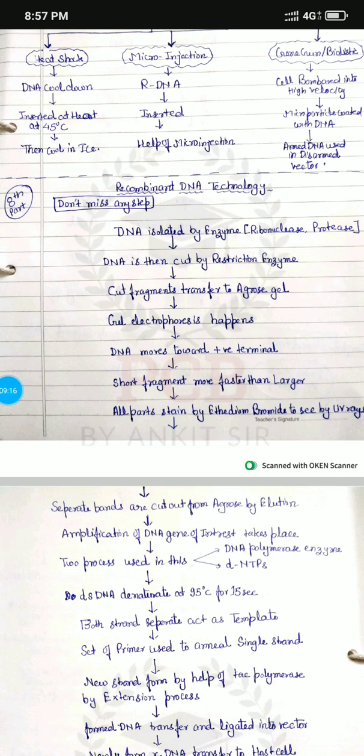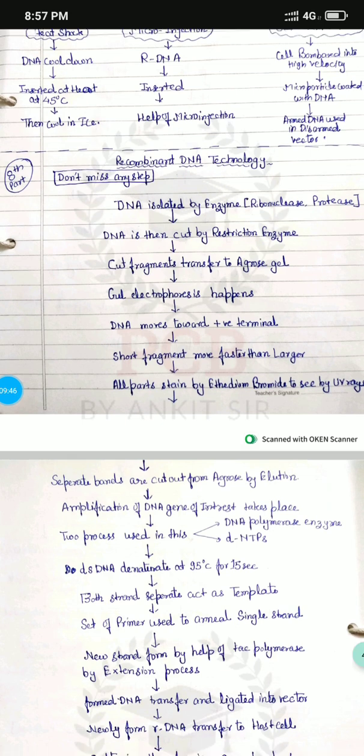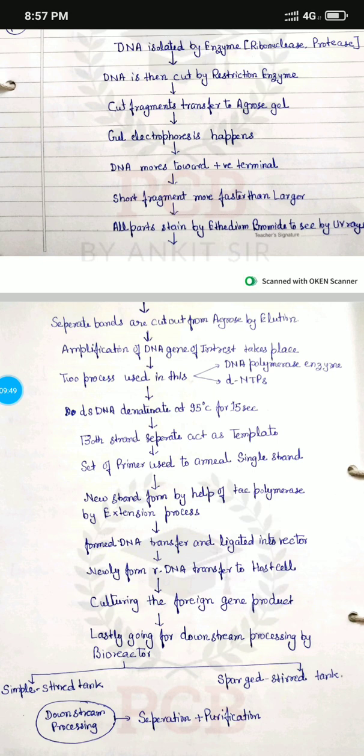Here the DNA moves towards the positive terminal because DNA is negatively charged. So short fragments move faster to the positive end and larger fragments move slowly. All of this cannot be seen by the naked eye, so it is stained with ethidium bromide, a staining agent, and the ethidium bromide can show the DNA under ultraviolet light. The ultraviolet radiation clearly shows the DNA fragments, and we take the fragment from there, separate the bands and cut out the agarose by the process called elution.